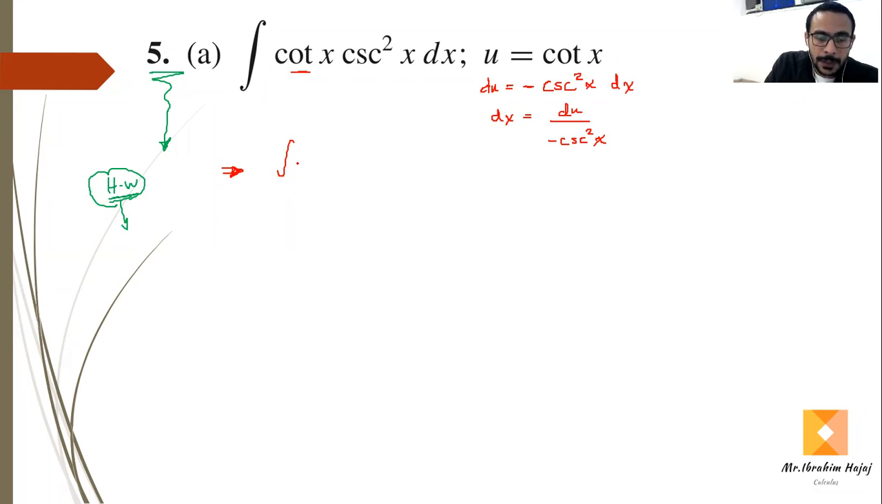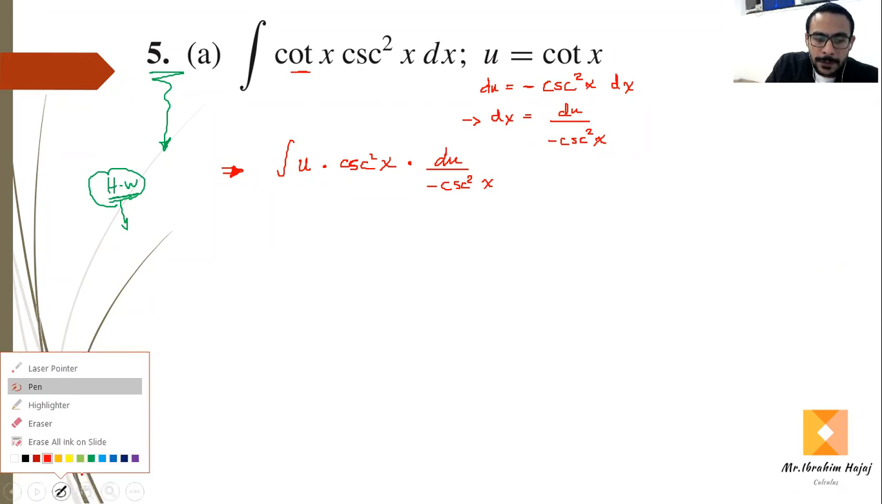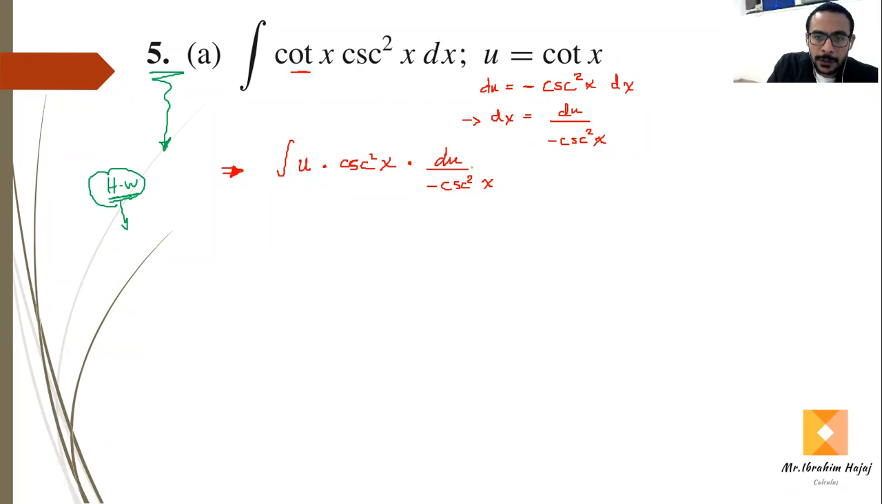Yes, substitute in the question. The cotan x becomes u, times cosecant squared x, and replace the dx by its value, du over negative cosecant squared x. Then cancel out the negative cosecant squared x with the cosecant squared x.